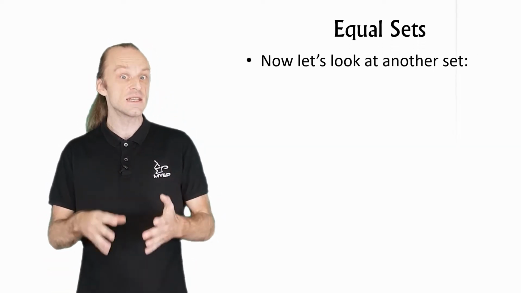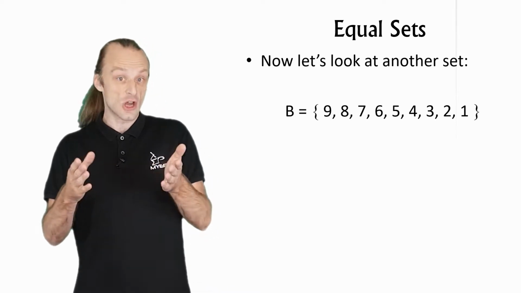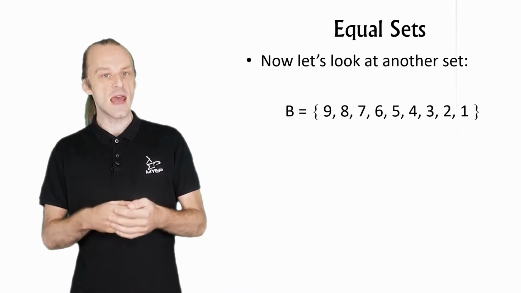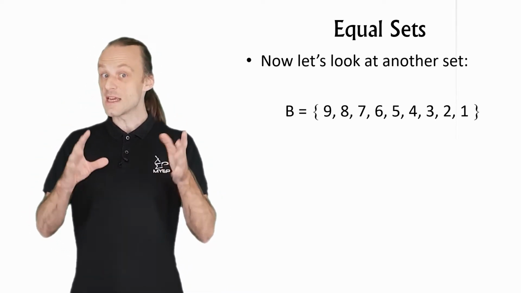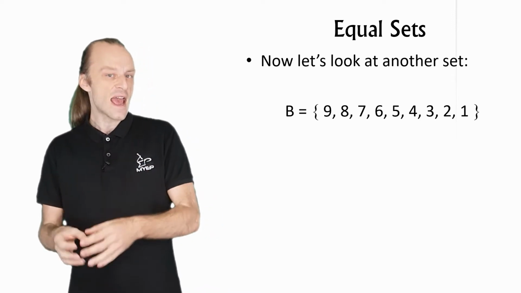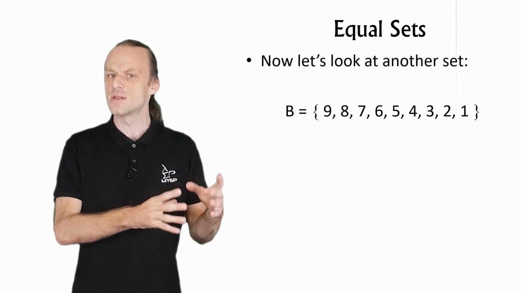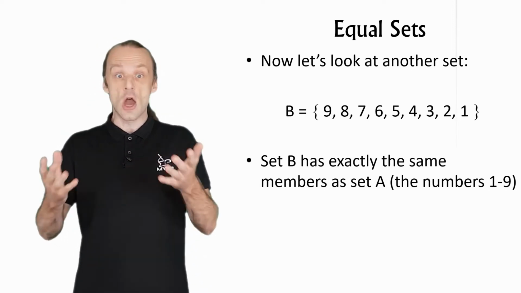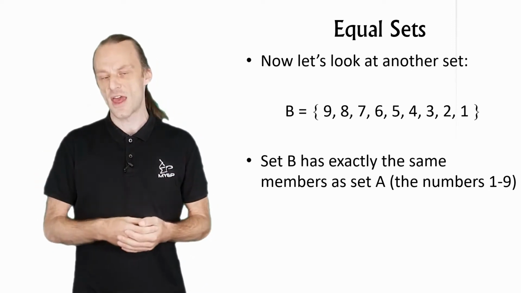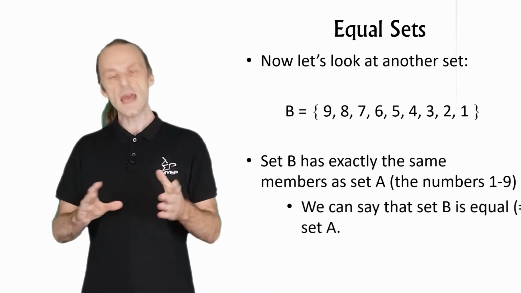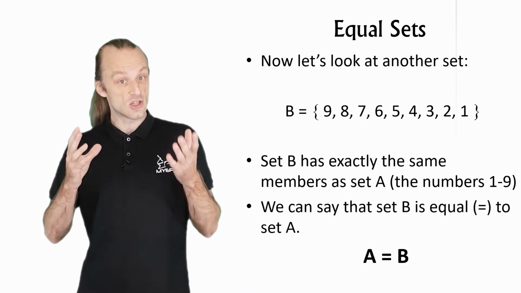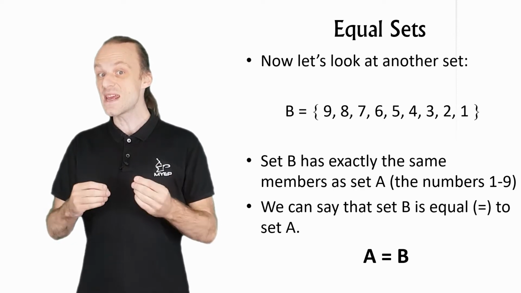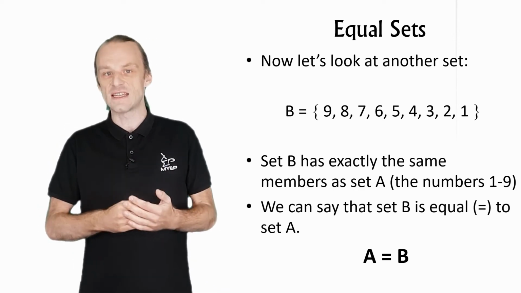So now let's look at another set. This is the set B. We've shown it in braces again, and what can we see here? We can see that set B has exactly the same members as set A, all the numbers from 1 to 9. The only difference is the order they are in, but they have exactly the same members, and so we can say that set B is equal to set A.